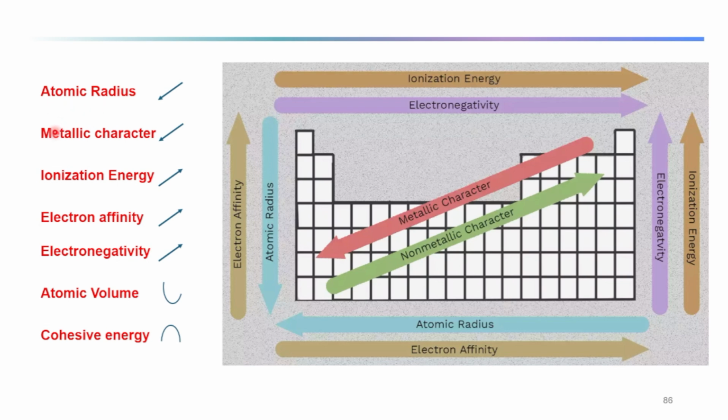So for atomic radius and metallic character, this is actually a down-left property. So the arrow is pointing at the down and left side. Whereas for ionization energy, electron affinity, and electronegativity, the trends are actually upright properties. So the arrow will be in the upright corner. And for atomic volume, this will be a curve which is going down and then increasing. And for cohesive energy, this will be a curve which is first going up and then decreasing. So these are the short notations that will be extremely helpful for you to remember these periodic trends.